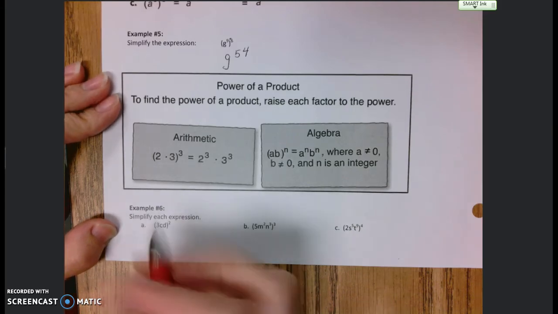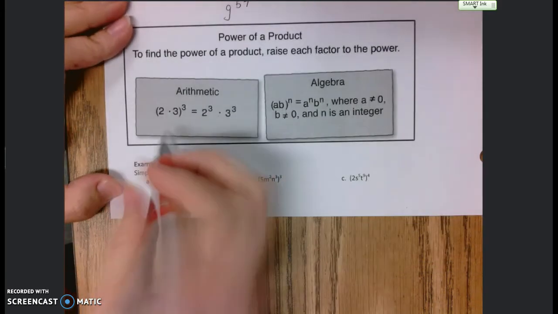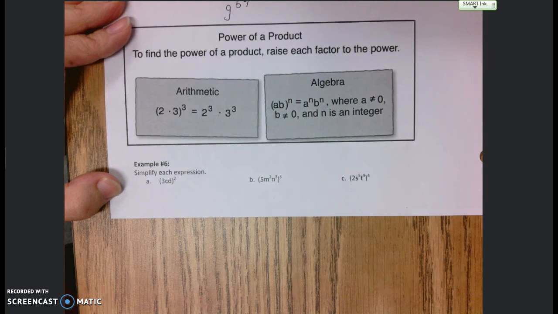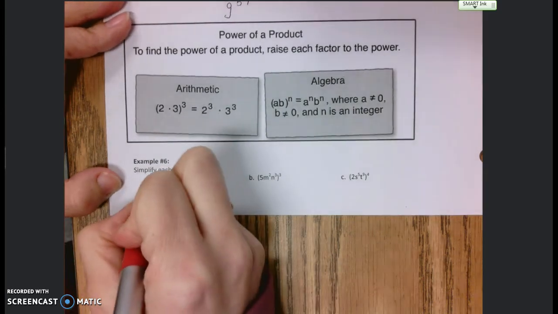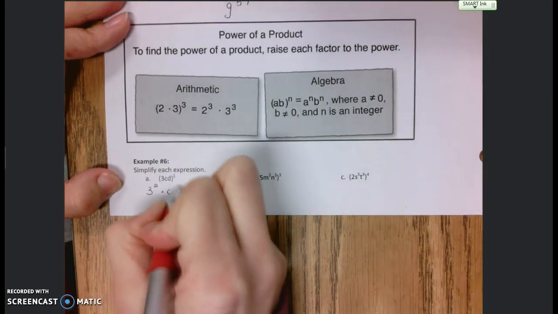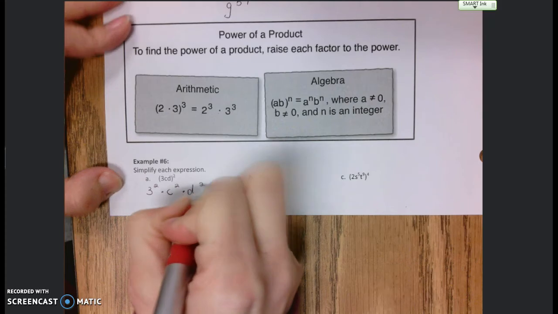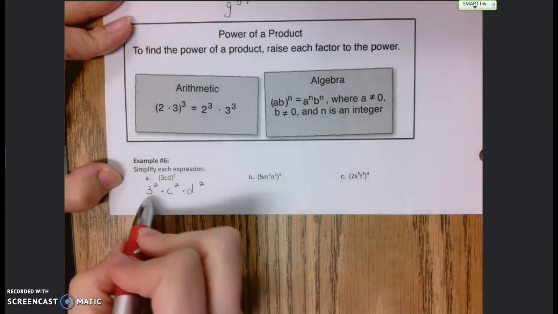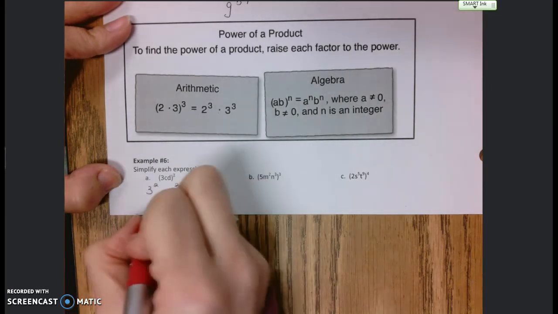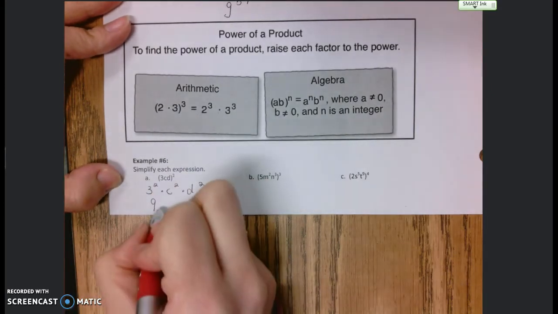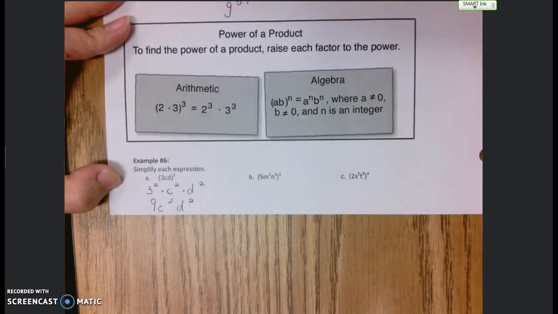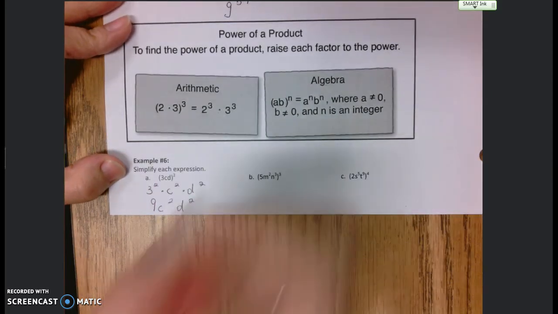So for number 6, it says 3 and then CD, everything being raised to the second power. So I'm going to rewrite this out as 3 to the second times C to the second times D to the second. Now, it's not necessary to show the multiplication, but I'm just showing that here. 3 to the second I can simplify as 9, so I'm going to rewrite that as 9. C to the second stays the same, and D to the second stays the same. I'll do one more with you, and then I'll let you practice C.